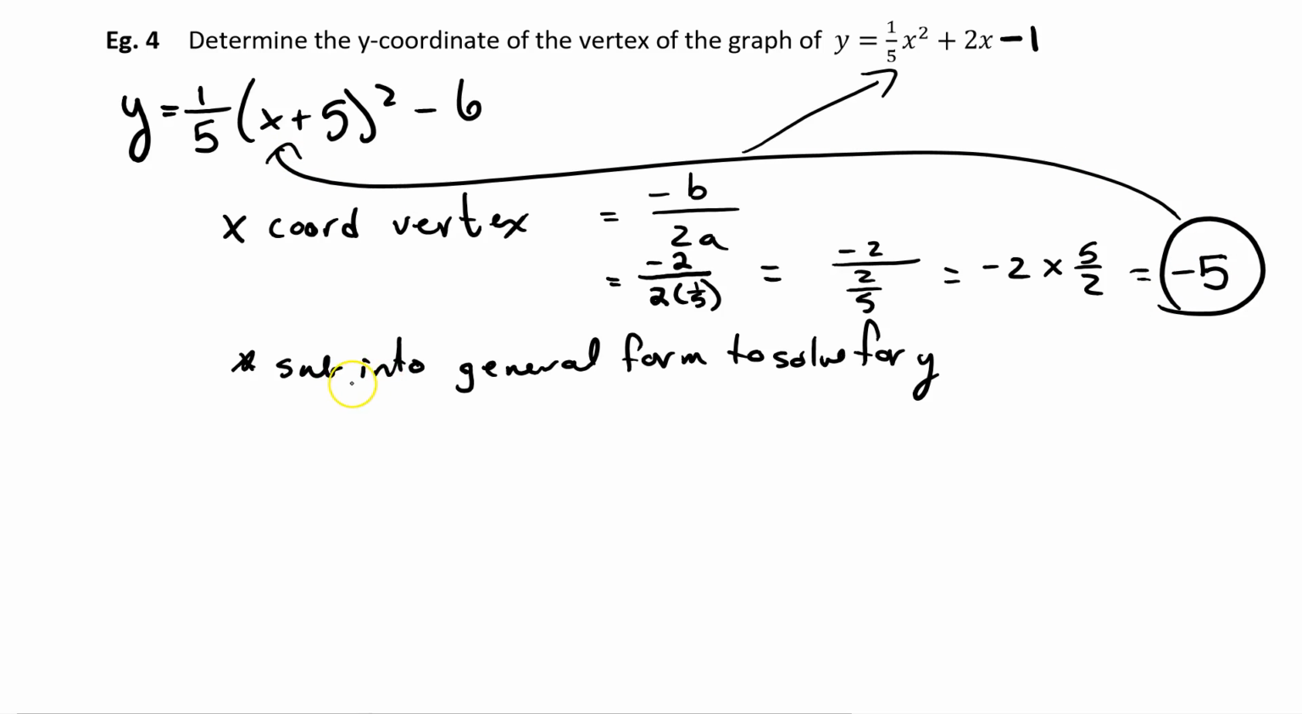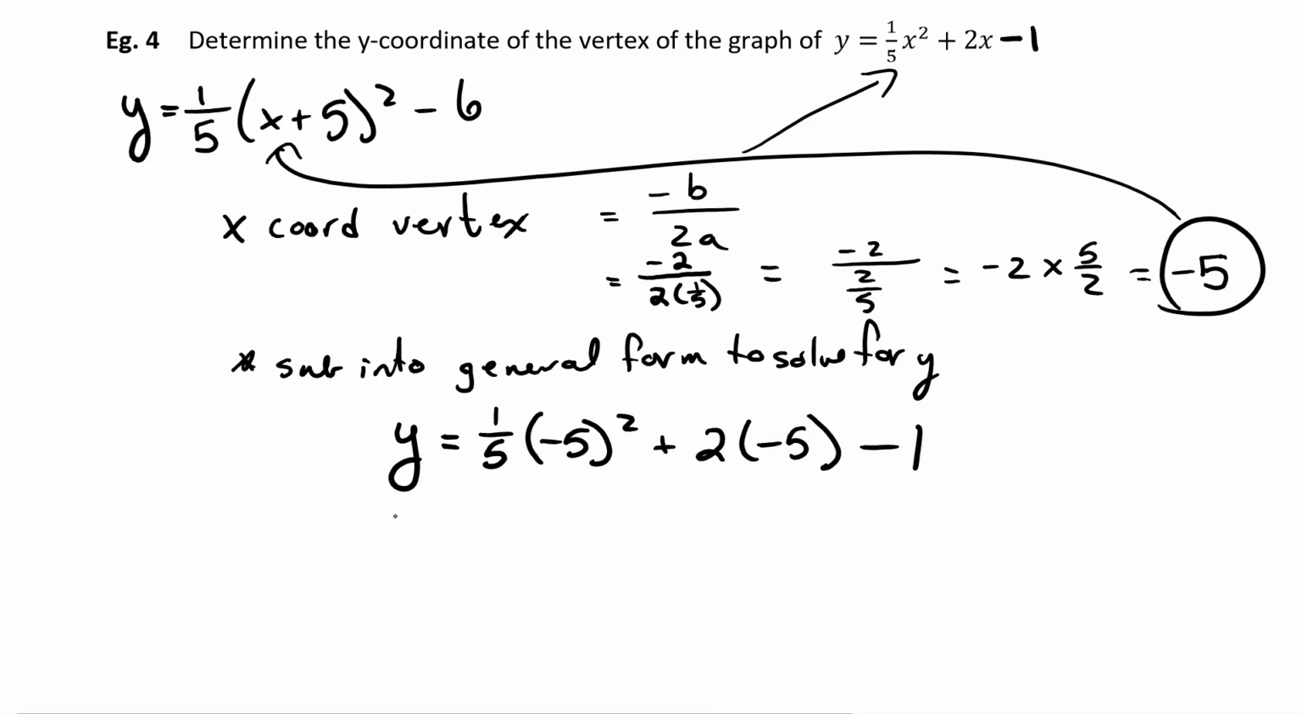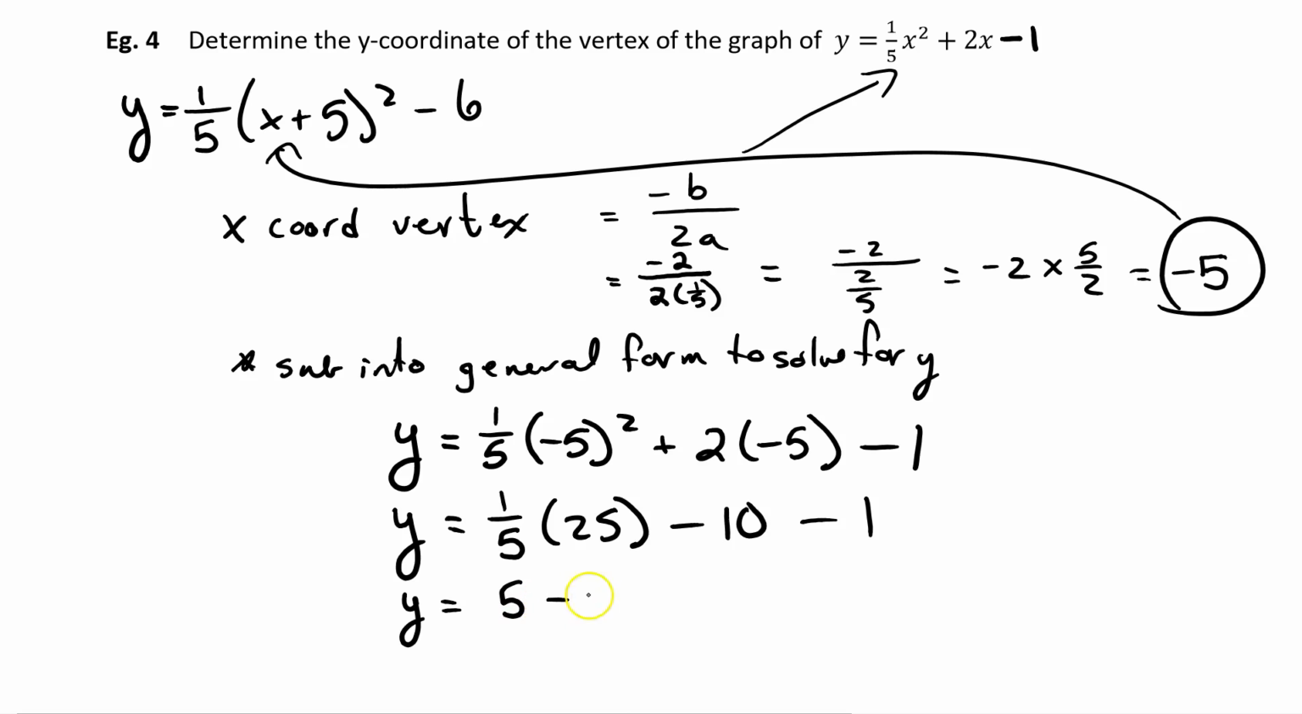Okay, so we're going to substitute this into the general form and solve for y. So y equals 1/5 x squared, but we know that x is -5, so -5 squared plus 2 times -5 minus 1. Y equals 1/5 times 25 minus 10, that's what this is right here, minus 1. Y equals 5 minus 10 minus 1. 5 minus 10 is -5, minus 1 is -6. So that is maybe a little bit easier.